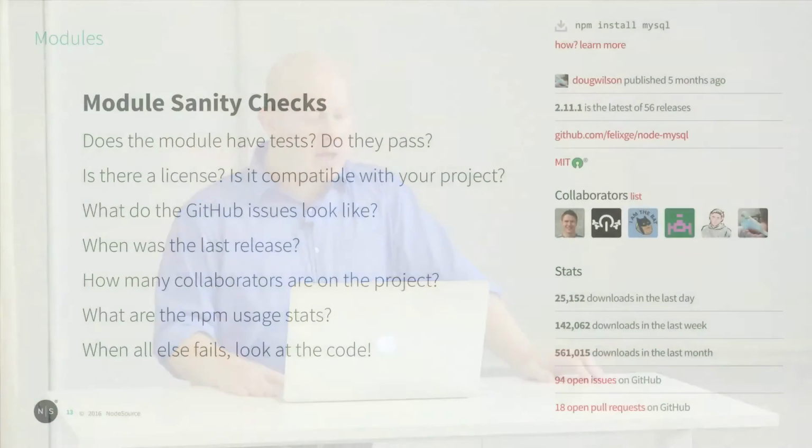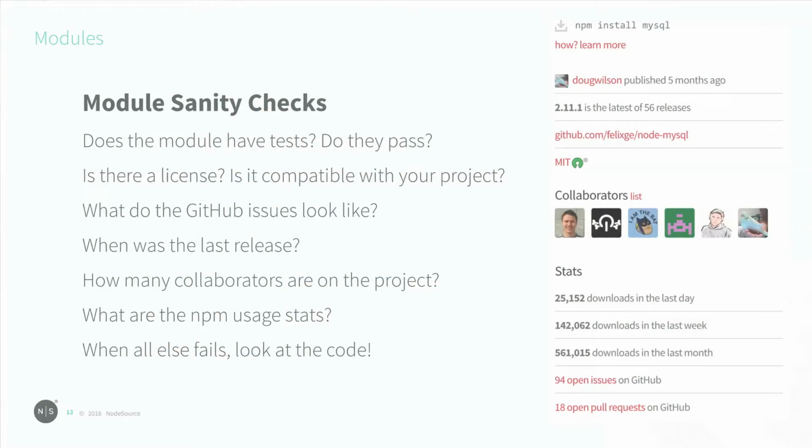There are also a lot of great badges you can use on GitHub to indicate that yes, you have tests, and yes, they're being run, maybe by Travis CI on their free open source version. Things like that really help you out. In addition, we talked about license. Not only is there a license, but is it compatible with your project?